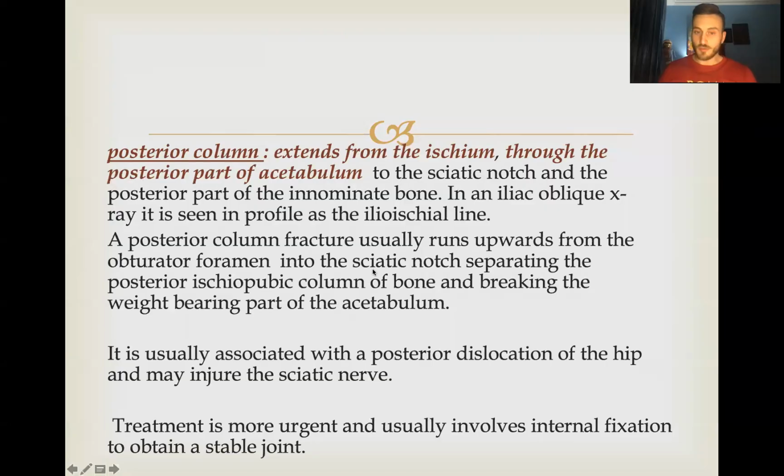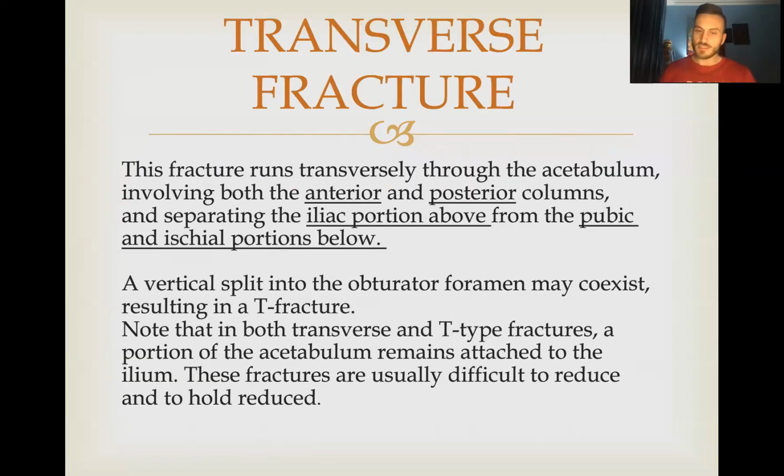For the posterior column, it extends from the ischium through the posterior part of the acetabulum. So what's a transverse fracture? A transverse fracture is a fracture that's inside the acetabulum. It gives both anterior and posterior column involvement, separating the iliac portion above from the pubic below. So it's a transverse fracture. It is giving the acetabulum two parts, one above and one below.